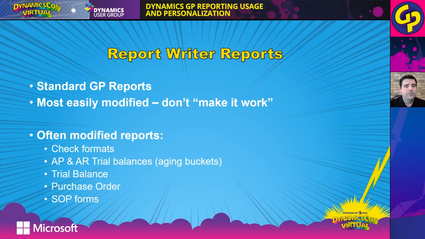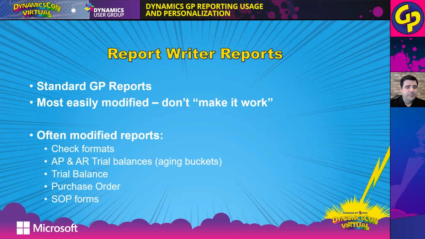You may not even know this if you've been using GP a while, but usually your check formats to get those to align to the form properly are modified a little bit to move things around. AP and AR trial balance, like I mentioned, you might have more aging buckets than the default of GP, or maybe less. And so a lot of times those get changed.